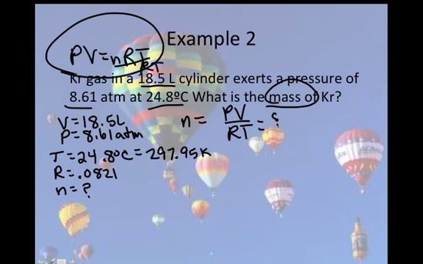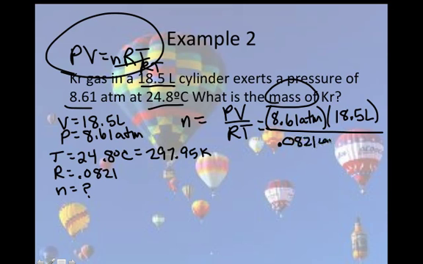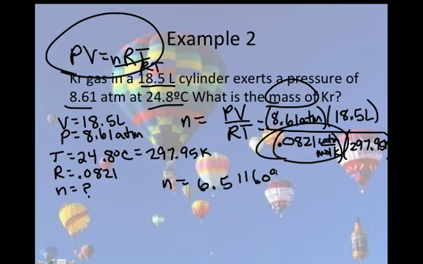So let's put in our numbers. Pressure is 8.61 atmospheres. And then the volume is 18.5 liters. Divide by R, 0.0821 liters times atmospheres over moles kelvin. And the temperature is in kelvins, 297.95 kelvins. All right, number of moles. Let's get there. Get your calculators ready. Okay, so I get 6.511609273, that many moles.